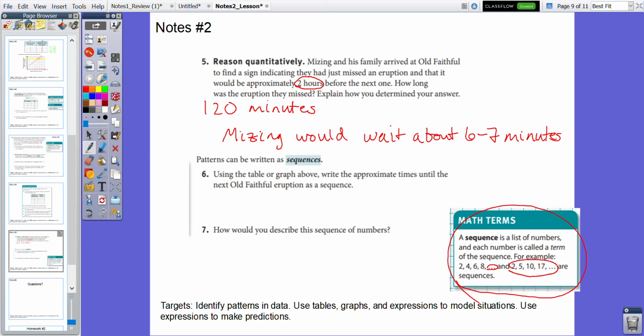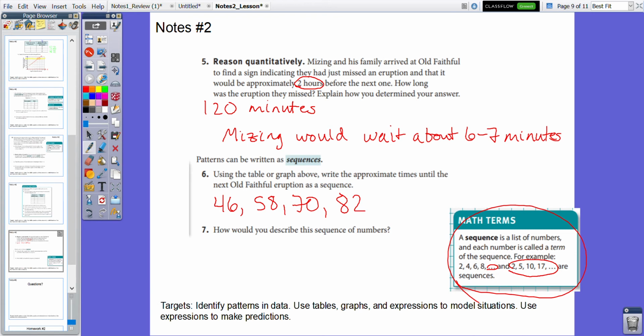So using the table or graph above, write the approximate wait times until the next Old Faithful eruption as a sequence. So that means we're going to start with 46, and then remember, the next term in that, if you look at our table, will be 58, and then 70, and then 82. Okay, and that's what we know so far.